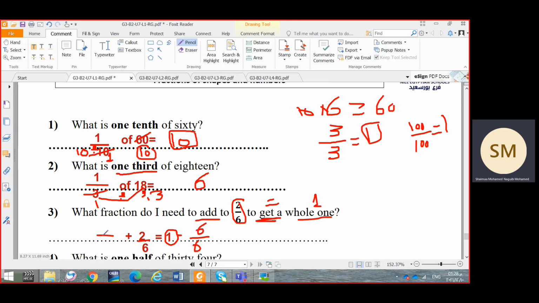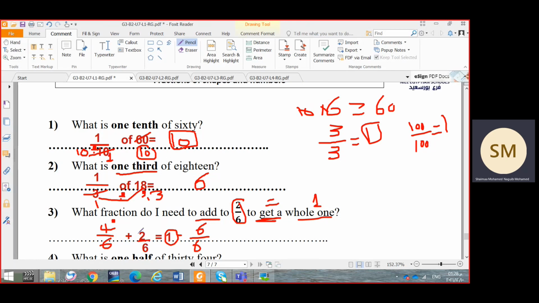I will say to myself, what's the number plus 2 equals 6? So 6 minus 2 will be 4. And I will keep the denominator. I will keep 6 as it is. I have nothing to do with the denominator, I leave it as it is. So the result will be 4 over 6. Okay, 4 out of 6.